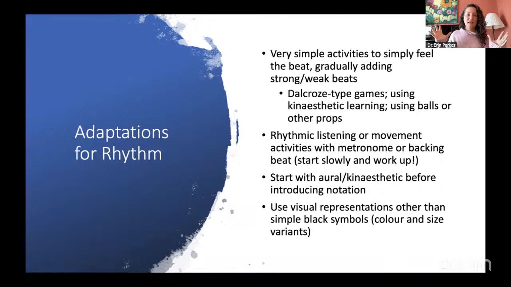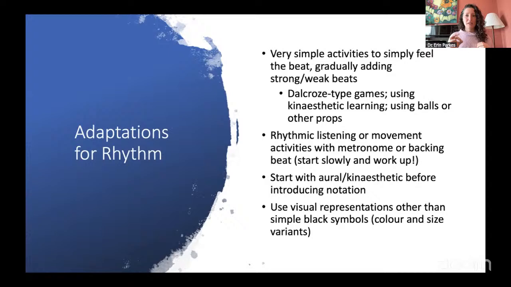So using color and size variants can be good because of things like, okay, this one has a stem because it's a quarter note, or is it a half note? Is it black in the middle or is it white in the middle? And also trying to process, well, where is it on the staff?